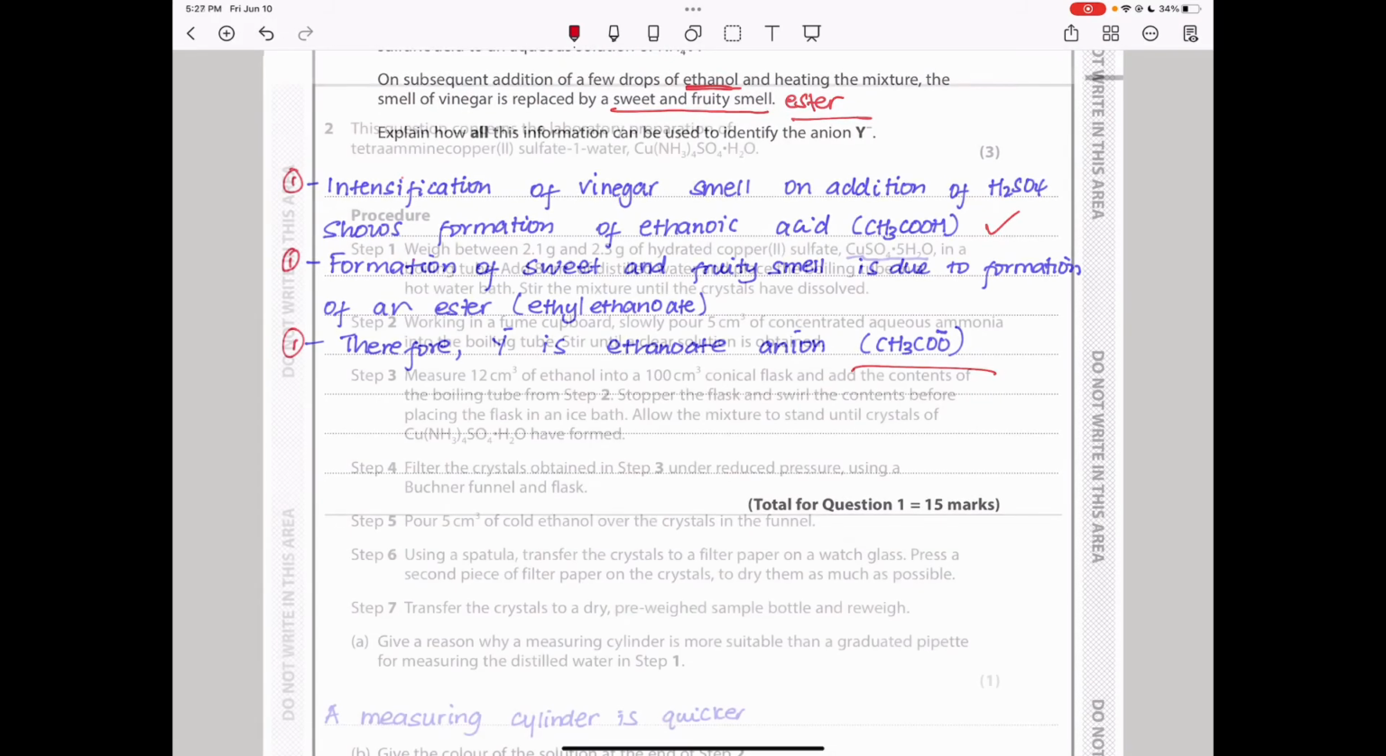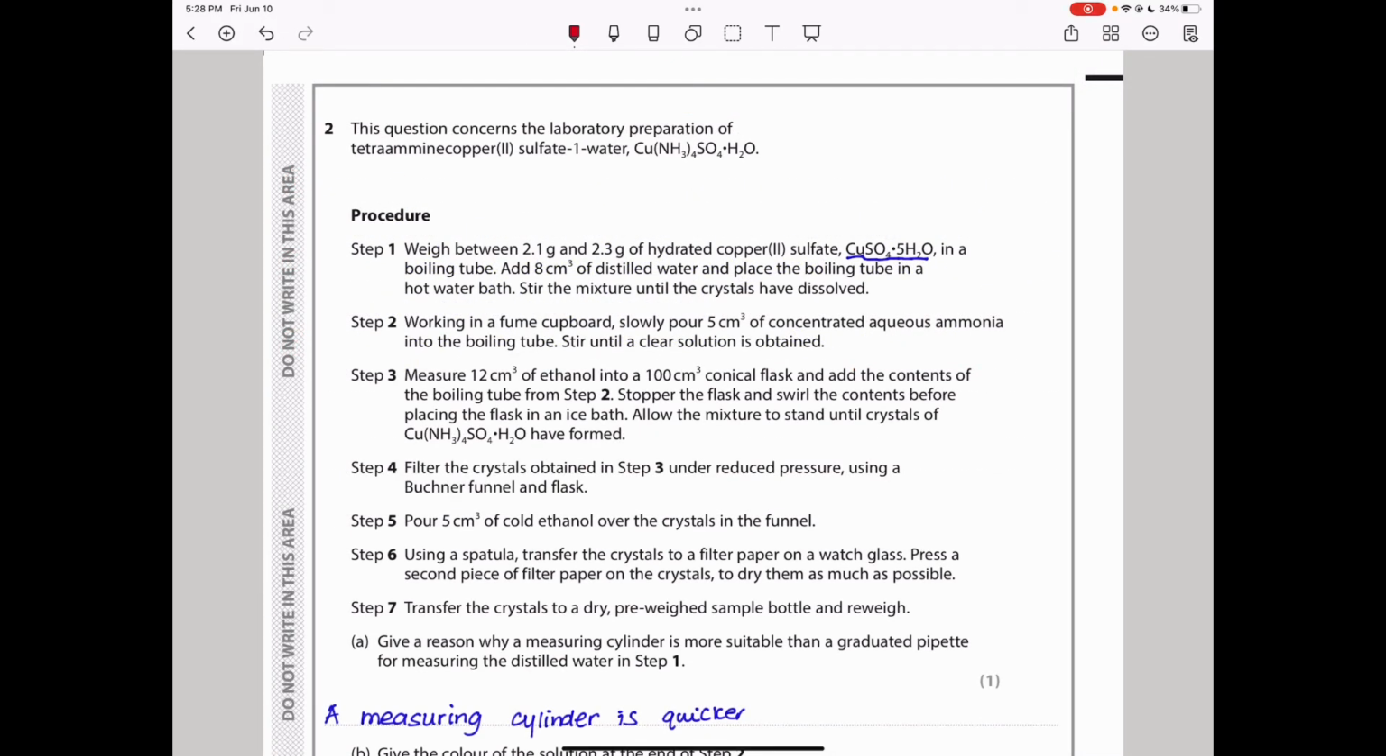Let's continue on to this question. It concerns the laboratory preparation of tetraamminecopper(II) sulfate monohydrate, which is basically that. The procedure says weigh between 2.1 grams to 2.3 grams of hydrated copper(II) sulfate, which is basically that, in a boiling tube, and add 8 cm³ of distilled water and place the boiling tube in a hot water bath. Stir the mixture until the crystals have dissolved.